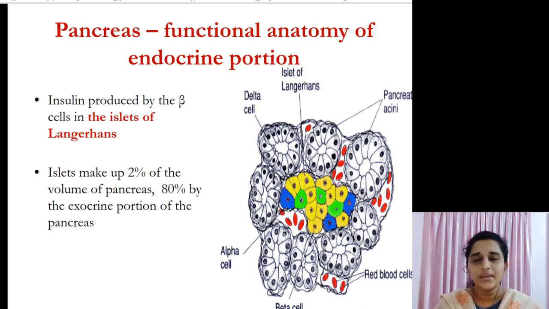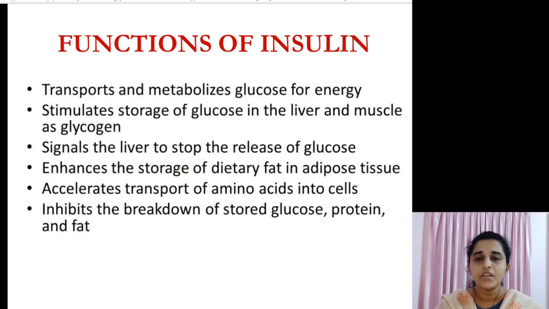Now we are going to see about the functional anatomy and physiology of pancreas. So this is just a review for you. In functional anatomy, you all know that insulin is produced by the beta cells in the islets of Langerhans. And now we are going to see about the functions of insulin. Before going to the topic diabetes mellitus, it is very important to understand the functions of insulin. So insulin has very major functions in our body.